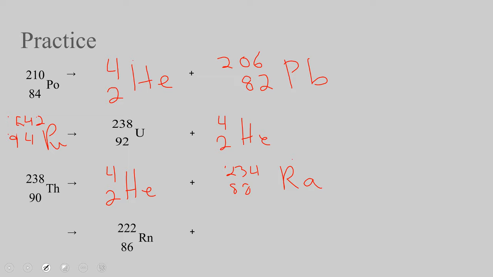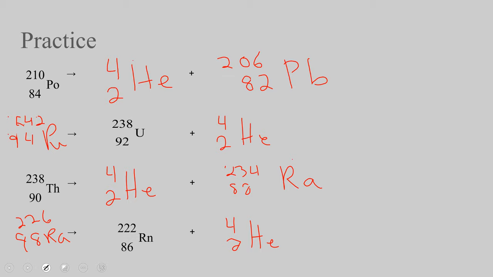All right, last one. This is 88. This is 226. So if I go to 88 on the periodic table, I feel like we've already done this one. We have. It is Ra. All right, so that's alpha decay.